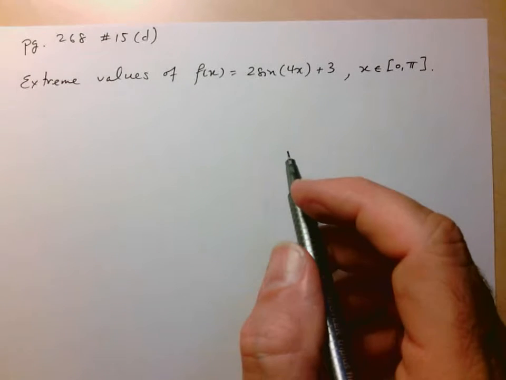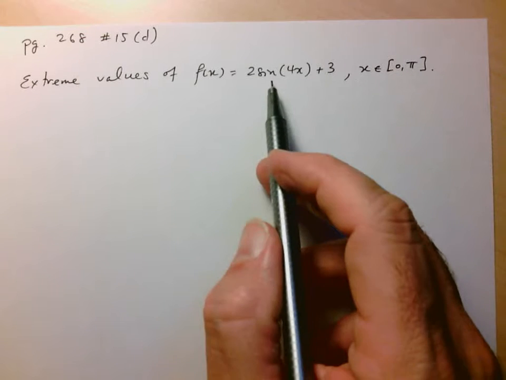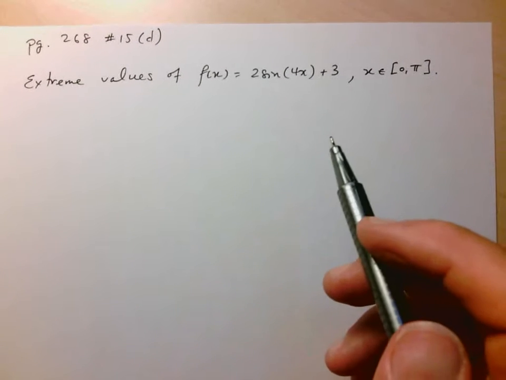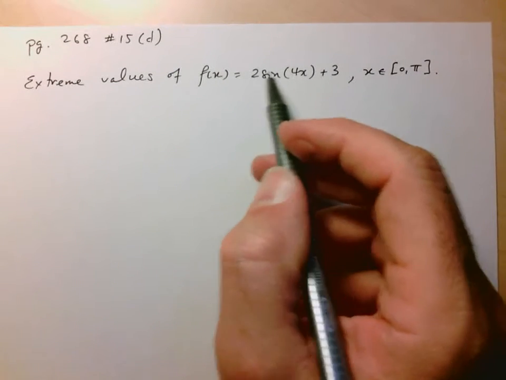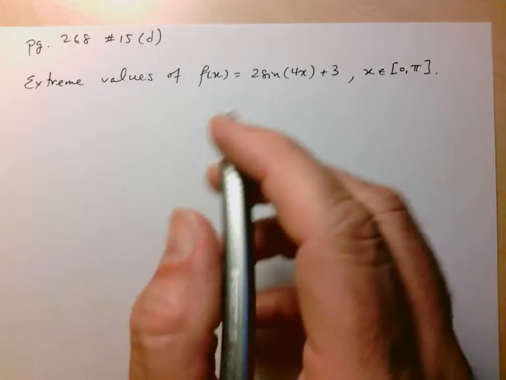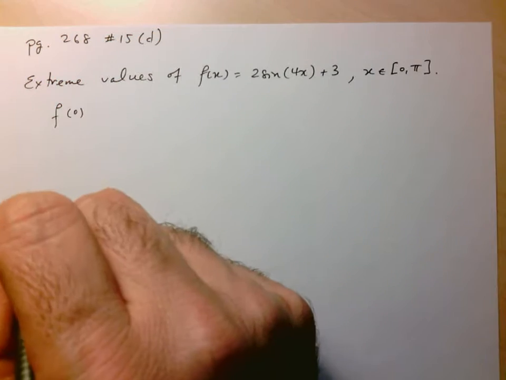we know that there are going to be extreme values and they'll occur either at the endpoints or at critical points. So when the derivative is equal to 0, and I'm not going to bother with where it doesn't exist because this is also a differentiable function. Okay, so let me start by determining the values at the endpoints.